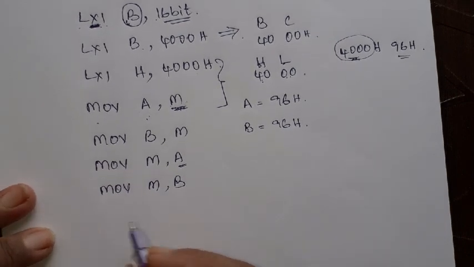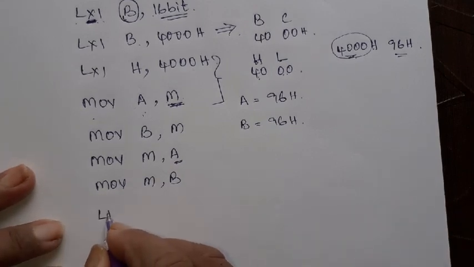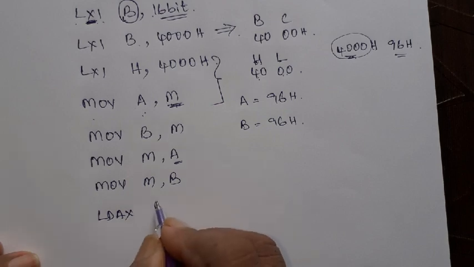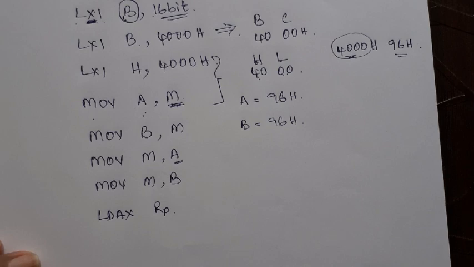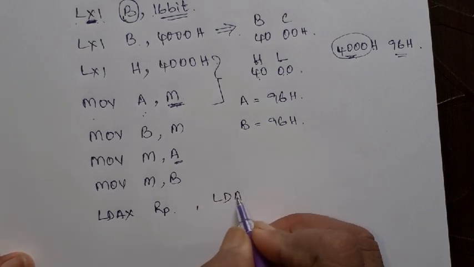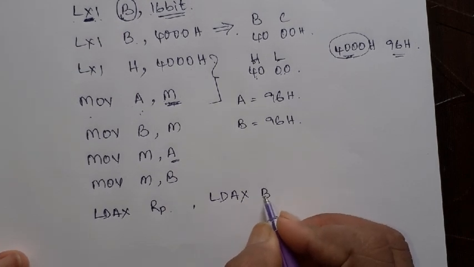Then we have some special memory transfer instructions. Load accumulator with register pair. Here I can write, let us suppose, LDAX, load accumulator with B.